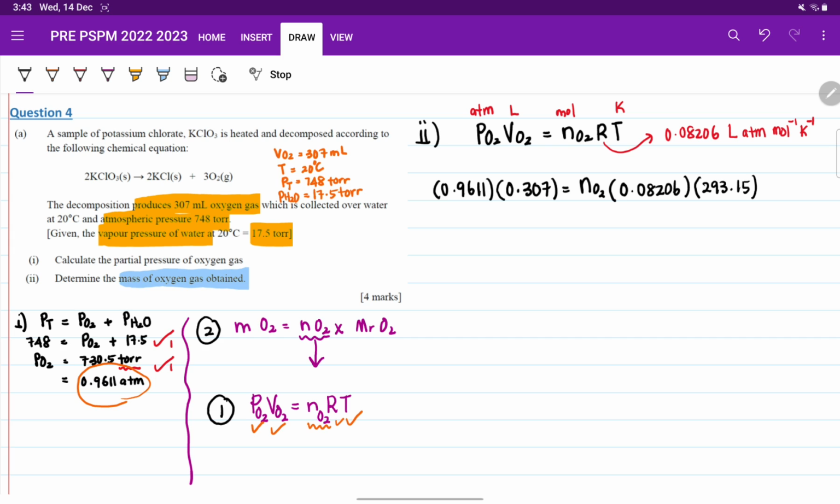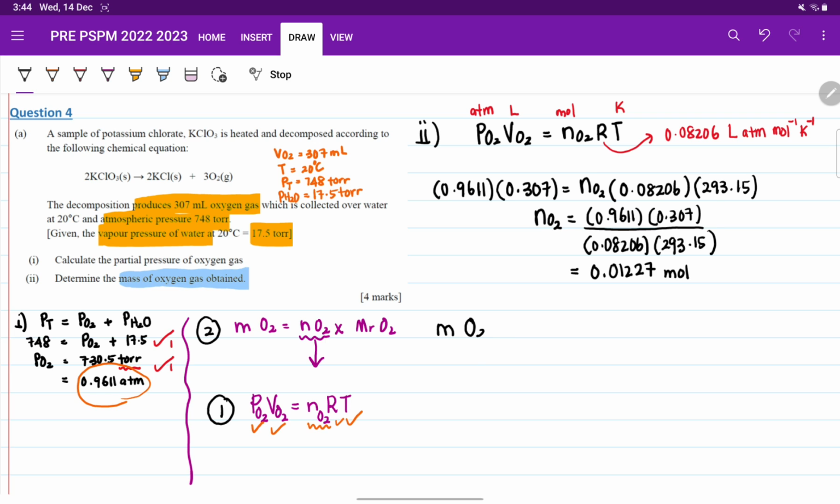Okay, so from here we calculate. The number of mole of oxygen gas will be 0.01227 mole of oxygen gas. Once you get the number of mole of oxygen gas, then we will substitute it into the next equation. We want to find the mass of oxygen gas. Please make sure you label all your calculation. So don't do calculation without any label, because you need to show the examiner that you know what you are doing. You are sure and confident of what you are doing. So label accurately. So mass of oxygen.